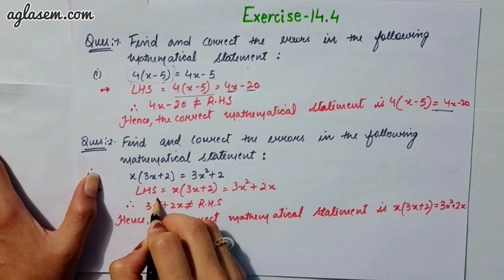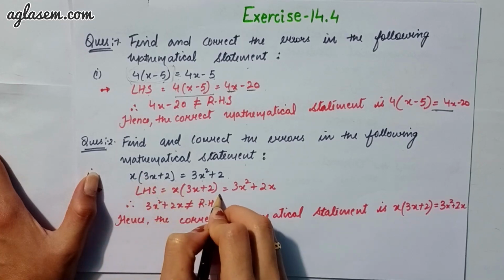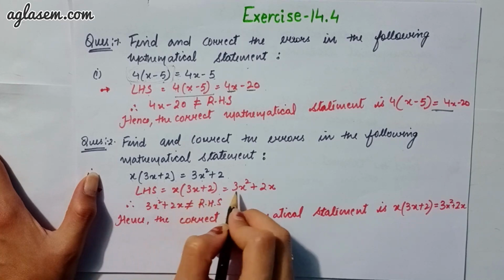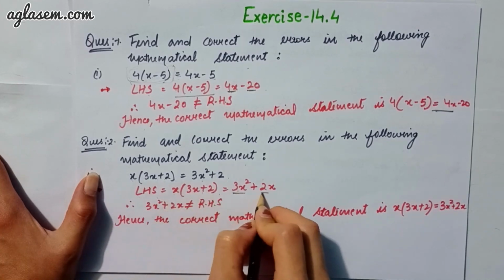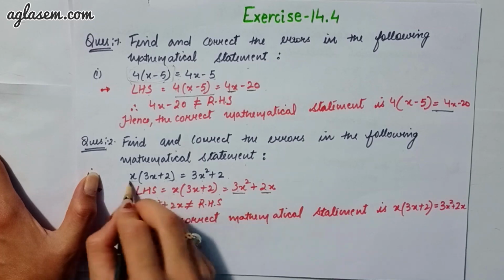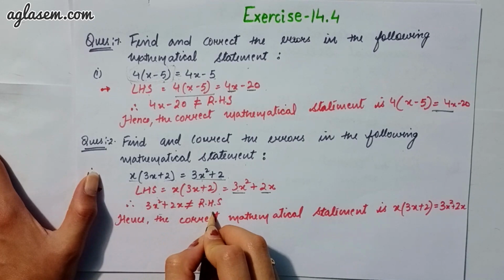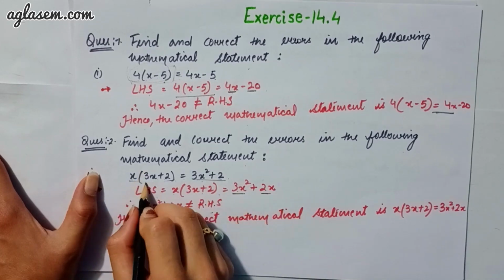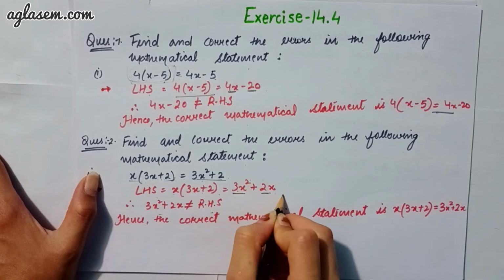So left hand side is x bracket 3x plus 2. Now solving this we will get x into 3x, that is 3x square, plus x into 2 we will get 2x. Therefore LHS is not equal to RHS. The correct statement is x bracket 3x plus 2 is equal to 3x square plus 2x.